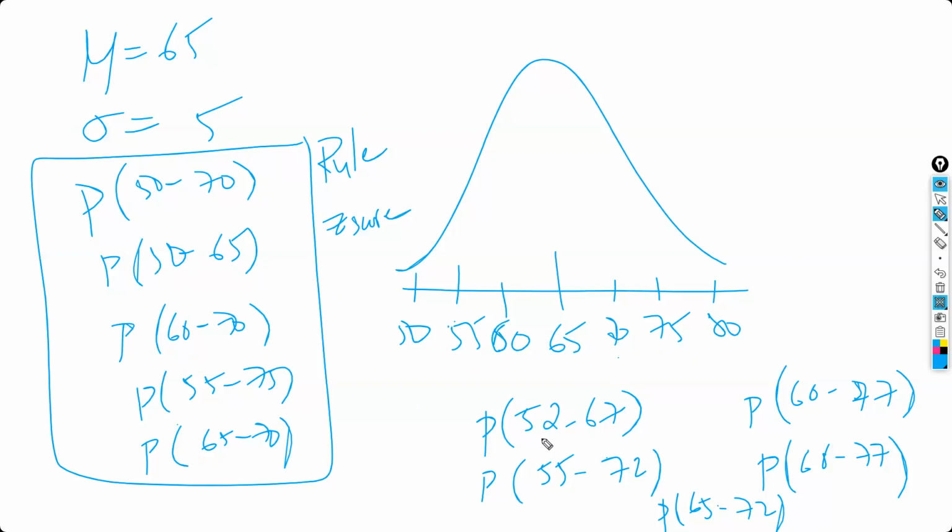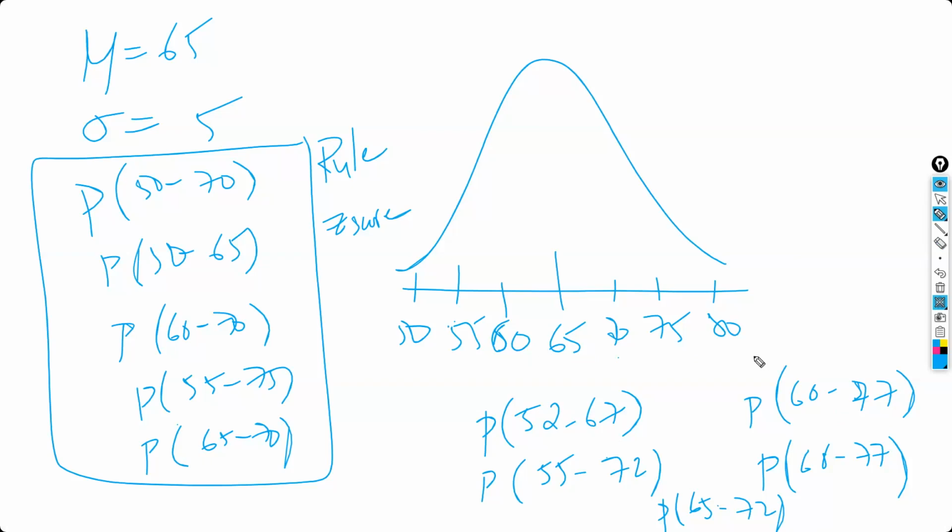For 52 to 67, 52 is not there, 67 is not there. If even one is not there, we can't apply the rule. 60 is there, but 77 is not there. We can't apply the rule. If both the numbers are available, then only the rule is applicable. If one of the numbers is not available, the second option is only the Z-score concept. So for 5 questions you have to try both the options. For the remaining 5 questions, you have to try one option, using the Z-score.